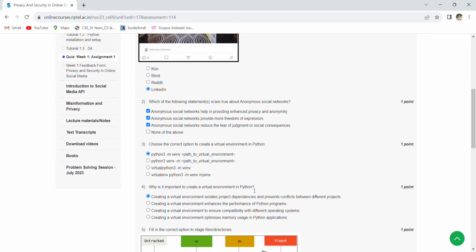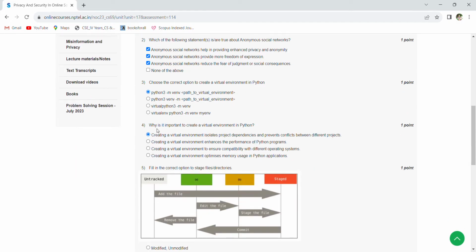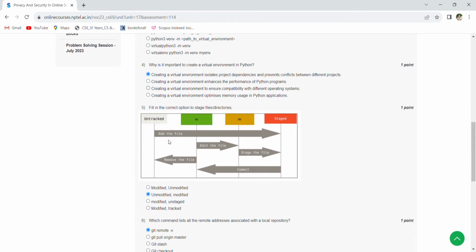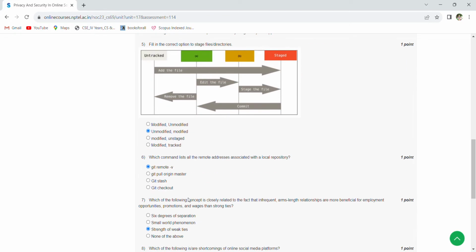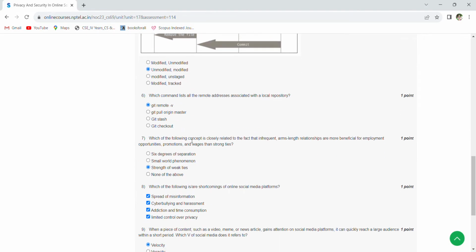Next, coming to the third question, choose the correct option to create the virtual environment in Python. So the first option is the correct option. And why is it important to create a virtual environment in Python? So the answer is A. And coming to the fifth question, it is unmodified, modified. And coming to the sixth question, which command lists all the remote addresses associated with the local repository? git remote -v.